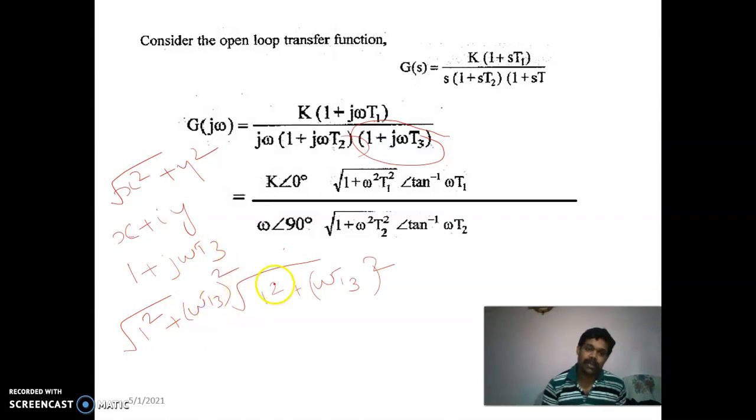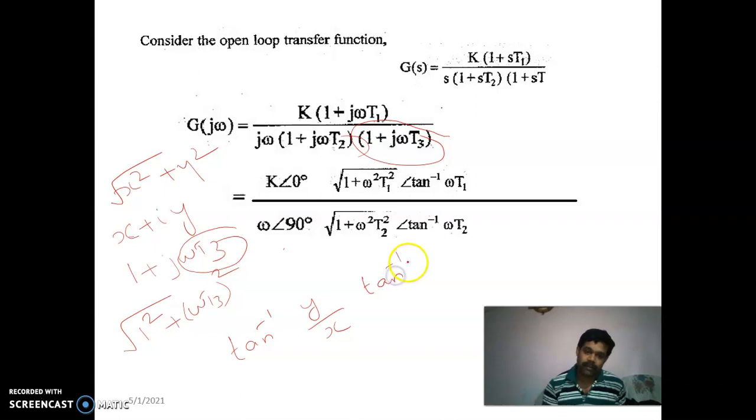So we have calculated the magnitude. Now we are calculating the angle. Angle is tan inverse of y by x. What is in the place of y? Omega t3. So tan inverse of omega t3 divided by, in the place of x, 1. Omega t3 by 1, so you will be getting tan inverse of omega t3.